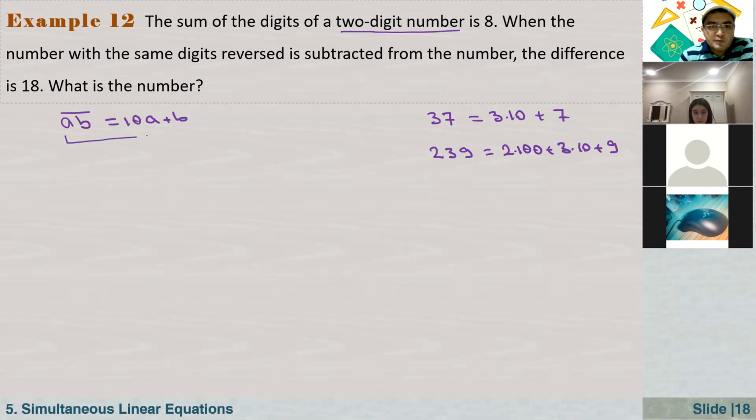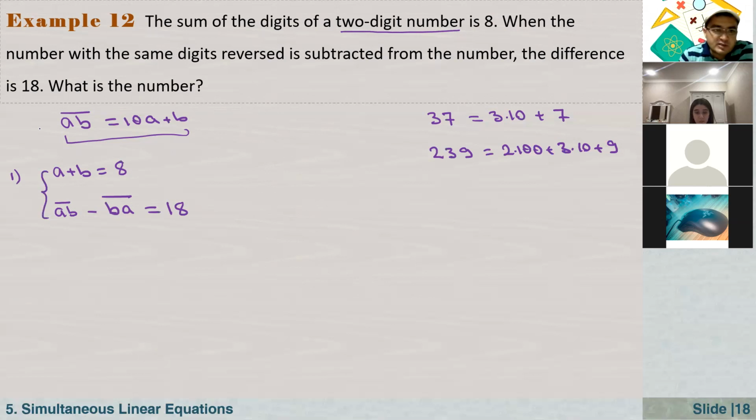Anyway, so that is what we are talking about here. Number one, it says that the sum of the digits of a two-digit number is 8. So if our two-digit number is AB, the sum of its digits, A plus B, is equal to 8. When the number with the same digits reversed is subtracted from the number, the reverse means BA, right? So the difference is 18. The question is, what is the number?